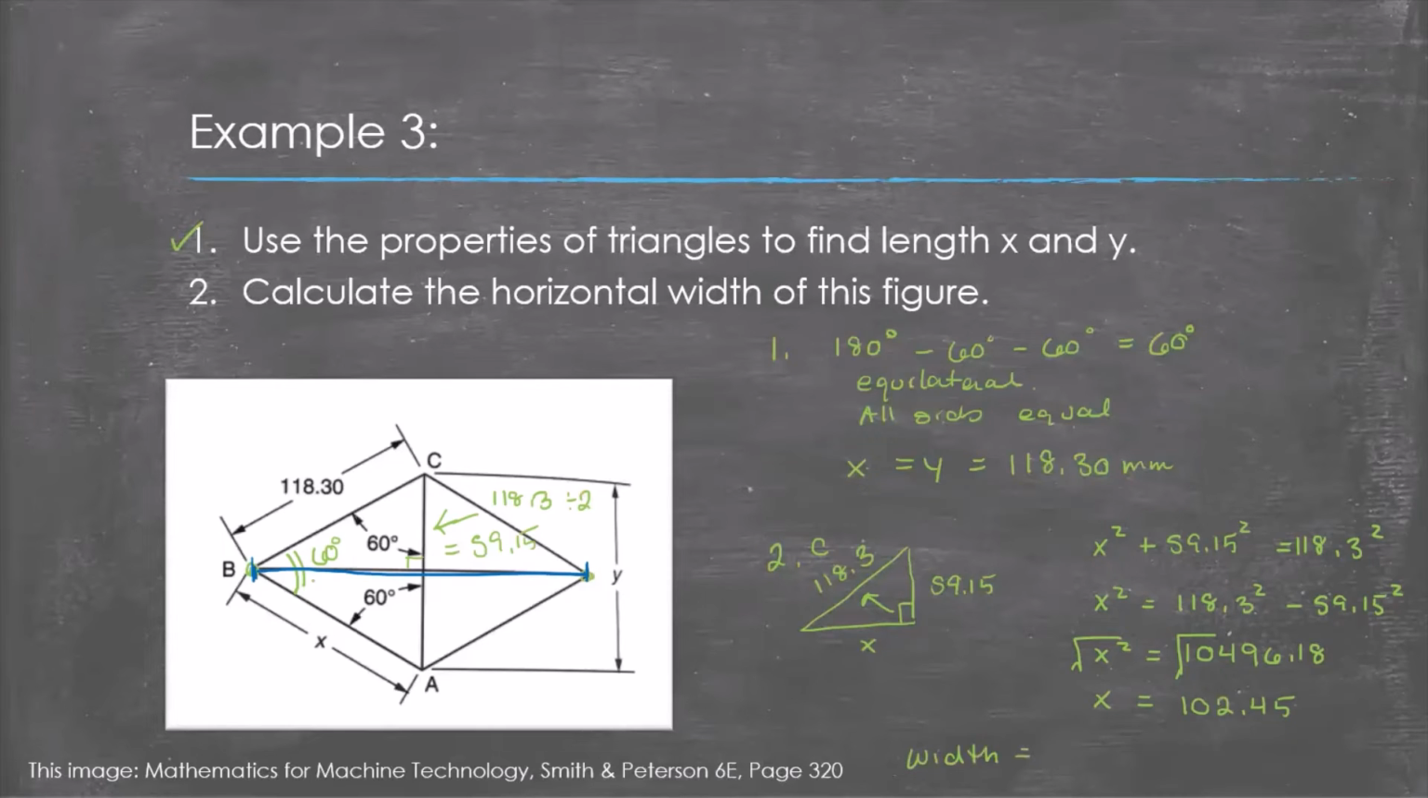It's a symmetrical figure. We've got a distance here and a distance on the other side. So because it's symmetrical, the width is equal to 2 times 102.45, which gives us 204.90. I said this was a millimeter, so since it's in millimeters, we'll throw our millimeter symbol in. And that gives us our answer for 2.